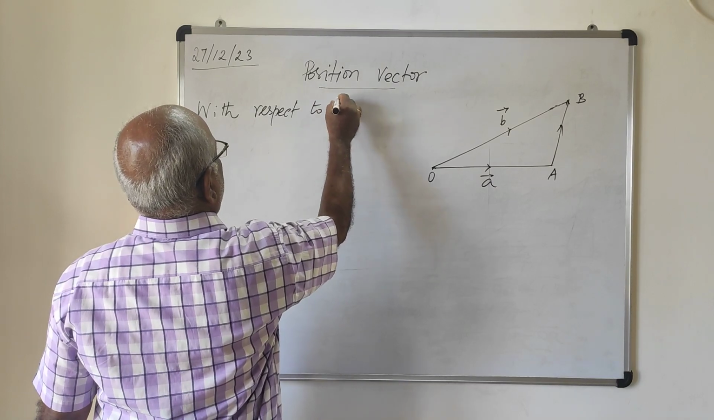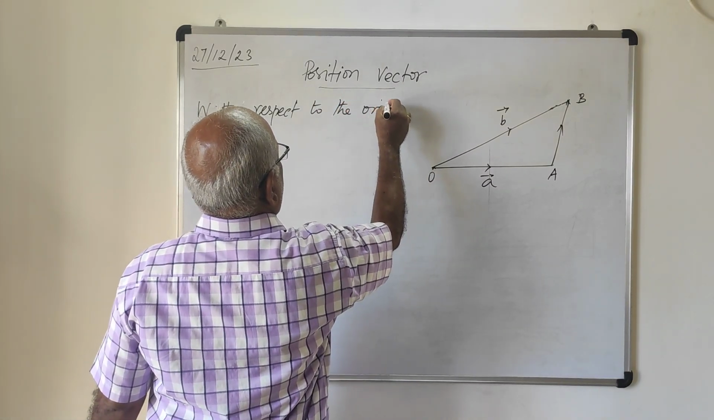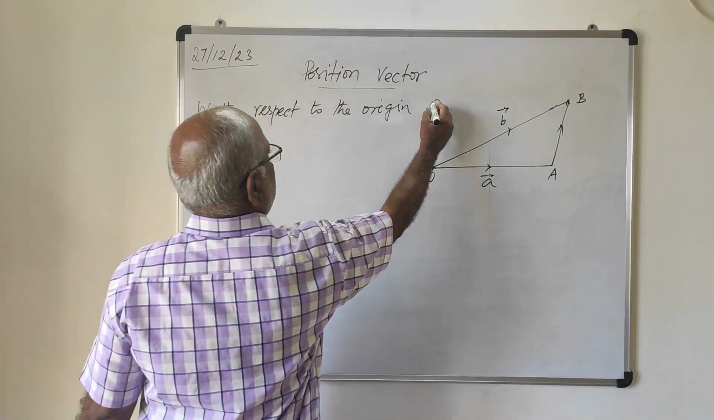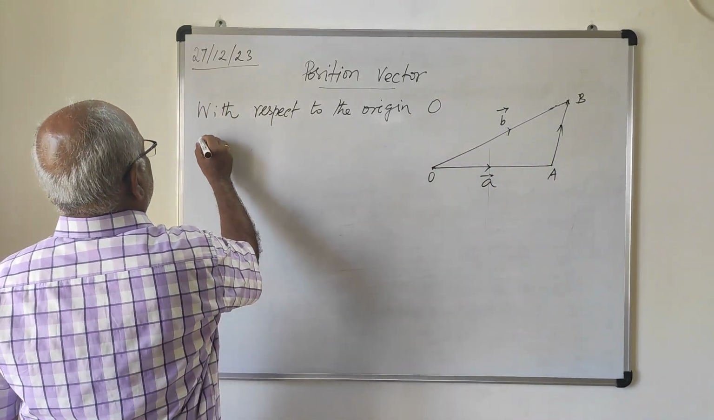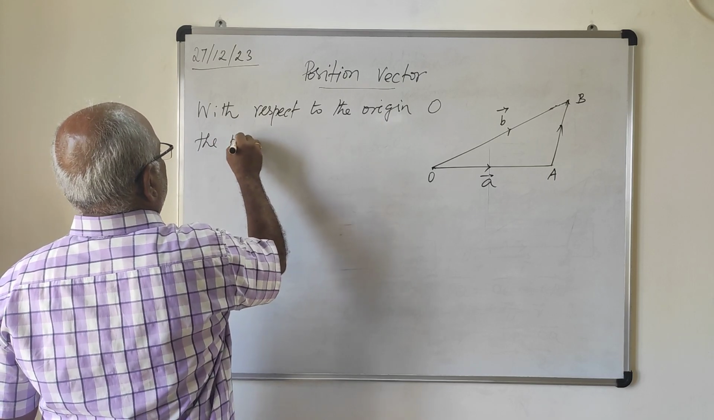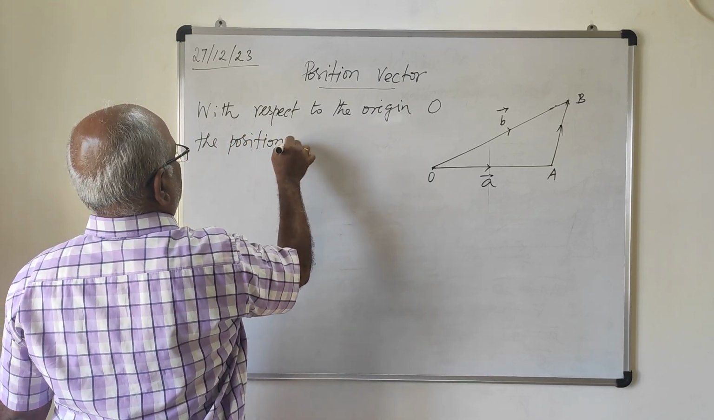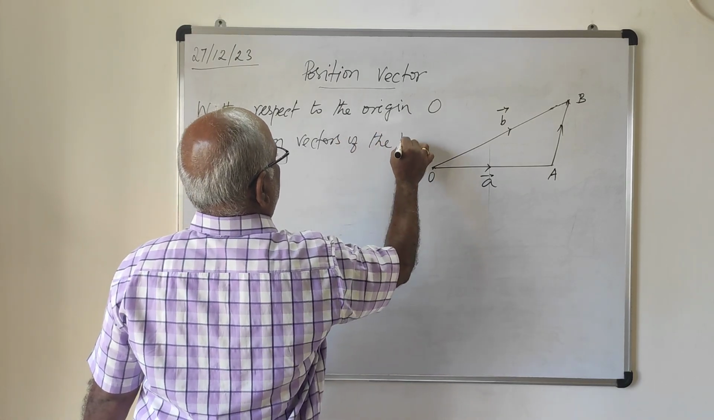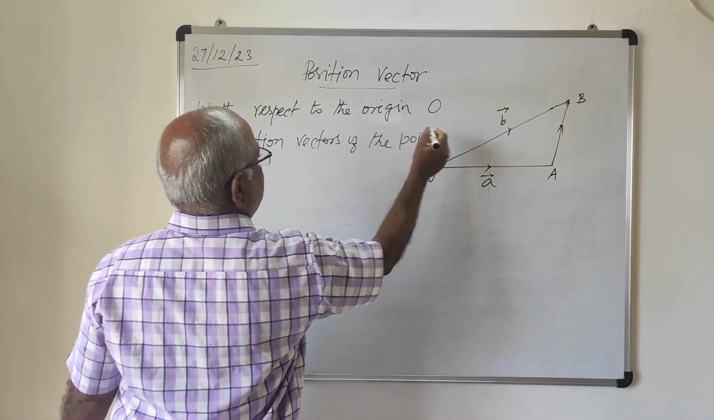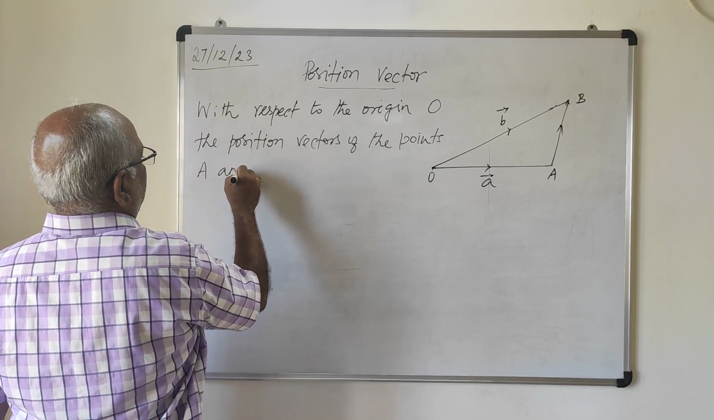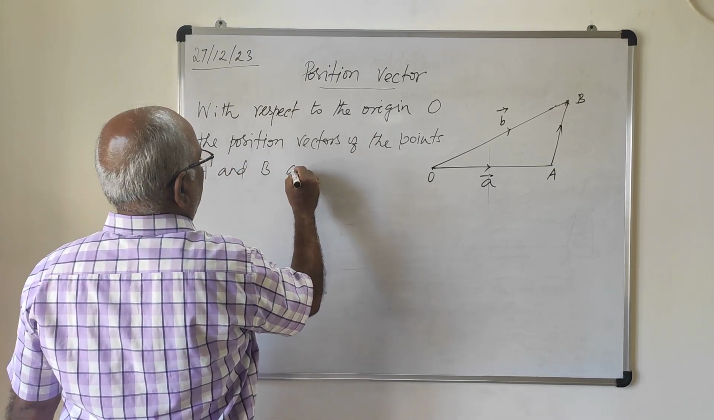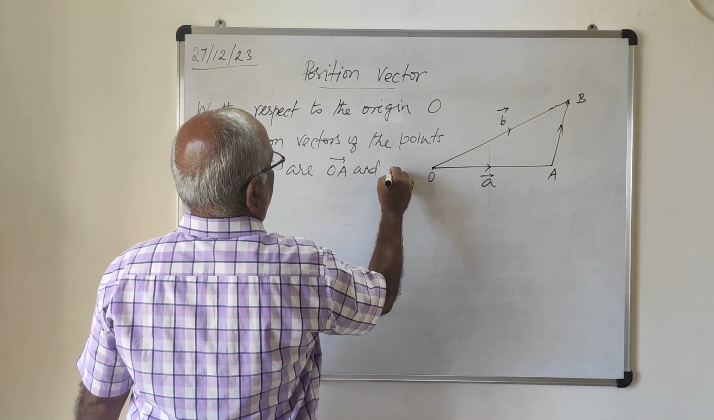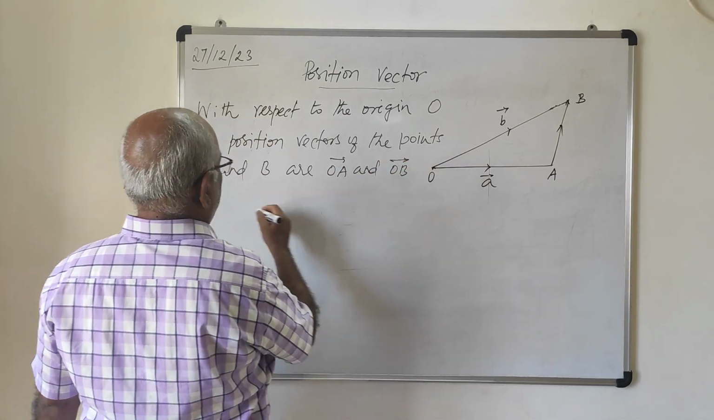With respect to the origin O, the position vectors of the points A and B are vector OA and vector OB respectively.